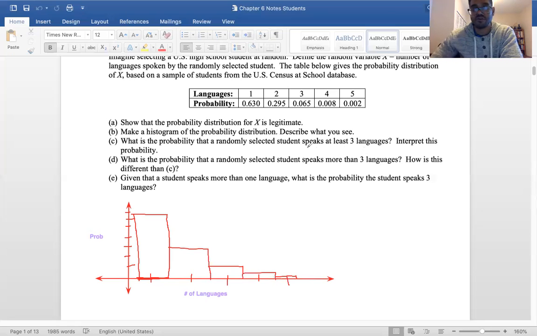Okay, or I've read that back. I'm sorry. For part D, you're looking at just more than 3 languages, so you're looking at just 4 and 5. At least 3 languages, looking at 3, 4, and 5. Okay, so it's kind of just the difference between those. So make sure you're reading the question carefully.